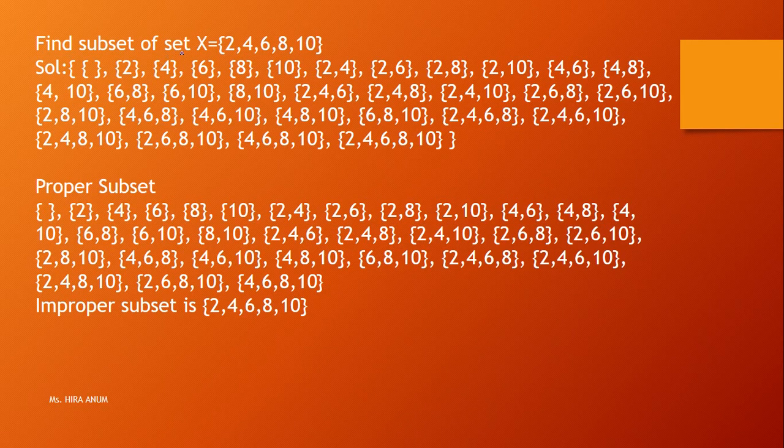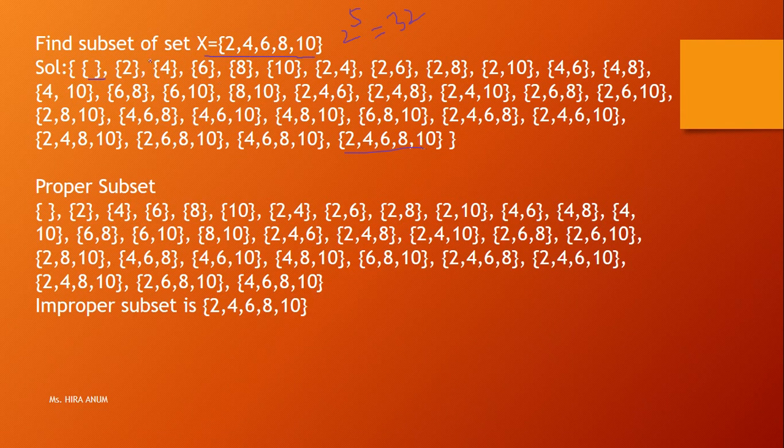Find the subsets of X. When you have this set X, you have to find how many subsets it has. You can write 2 to the power of the count of members: 1, 2, 3, 4, 5. Then it becomes 32. You have to know the null set and the set itself are also included.